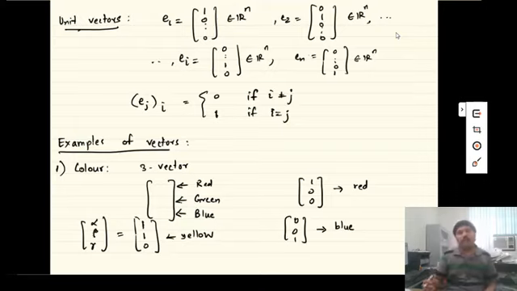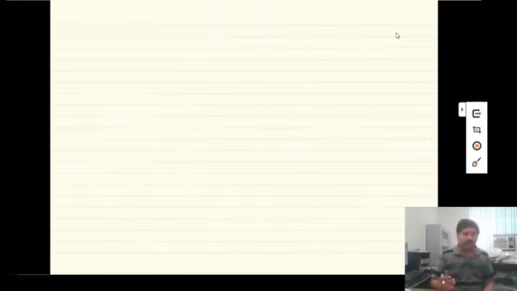In order to generate all possible colors, the entries that you will have to take for alpha, beta, gamma in general will be the intensities between 0 and 1, and then you can generate all possible range of colors with the basic colors RGB, red, green and blue. So this is one example where vectors might come into the picture.